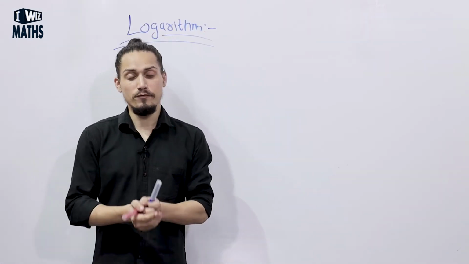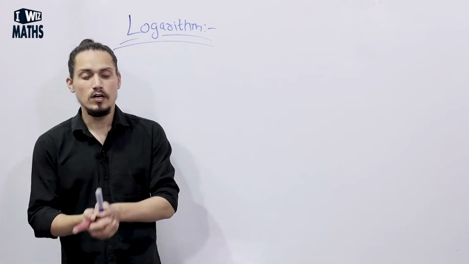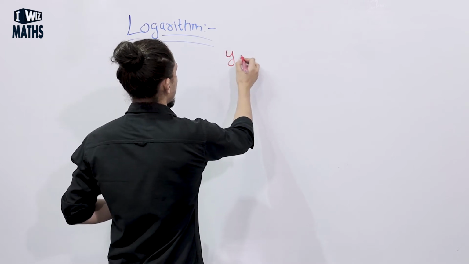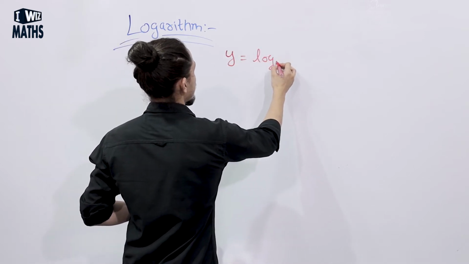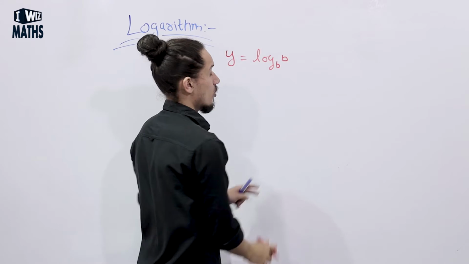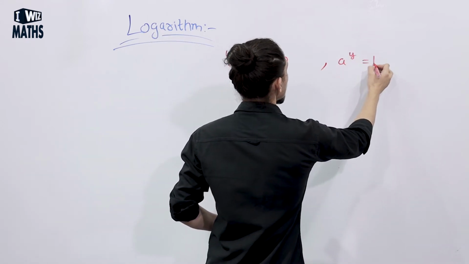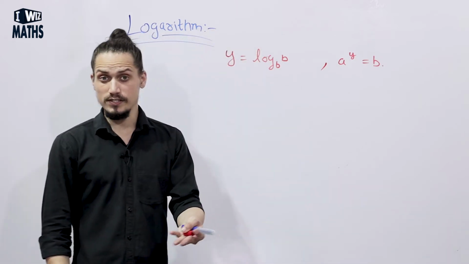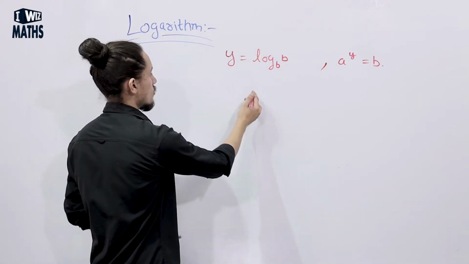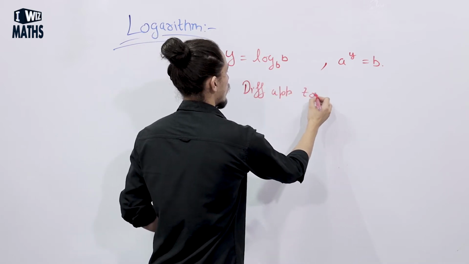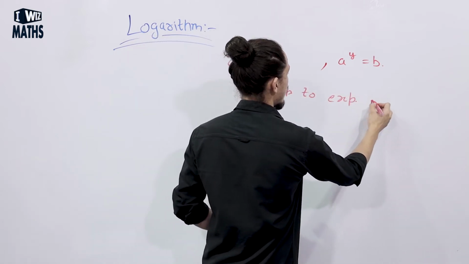Next topic is differentiation of logarithmic function. What is a logarithmic function? A function of the form y is equal to log of b to the base a is called logarithmic function if a raised to power y is equal to b. In other words, in simple words, logarithmic function implies a different approach to exponentials or indices.